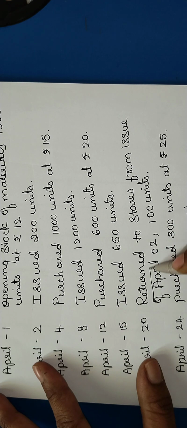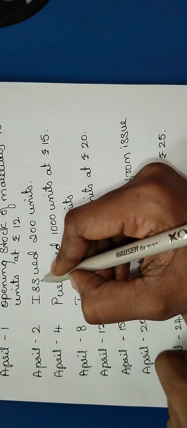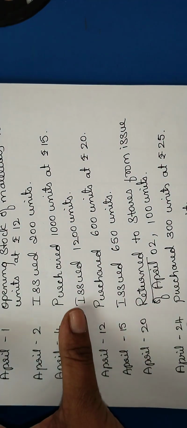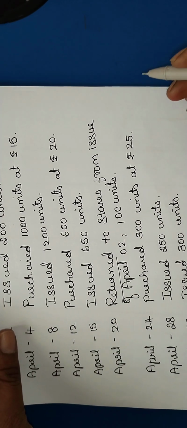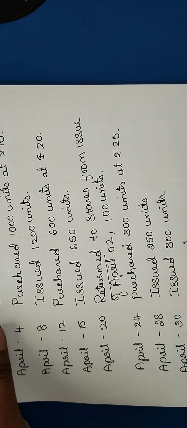On 20th, we have a return here, a new transaction. Return to store from the issue of April 2nd, 100. This transaction is related to the April 2nd transaction. 24th, purchased 300 units at rupee 25. 28th, issued 250 units. 30th, issued 300 units. Now let us solve this question.